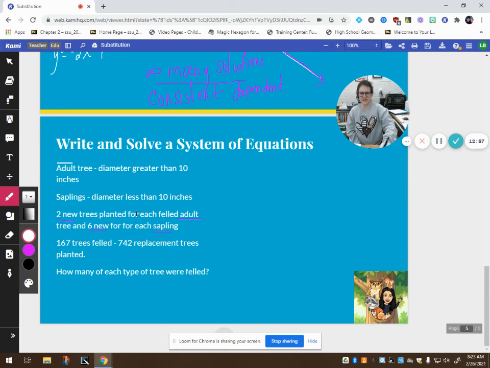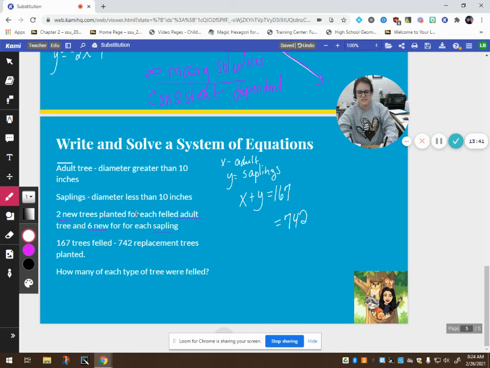So we got to think about this for a second. First, I always like to begin by saying, okay, which variable am I going to let represent what? So let's just let X be adult trees and Y be the saplings. And it doesn't matter which one. We could change this. Just however, whatever we start with is what we have to stick with throughout the thing. So I'm just saying let X equal my adults, Y equal the saplings. We know that there was a total of 167 trees cut down altogether. So however many adult trees they cut down, plus however many saplings they cut down, gave us a total of 167 felled trees.